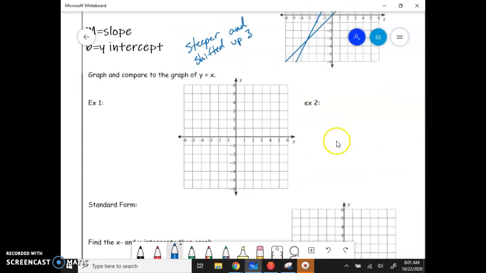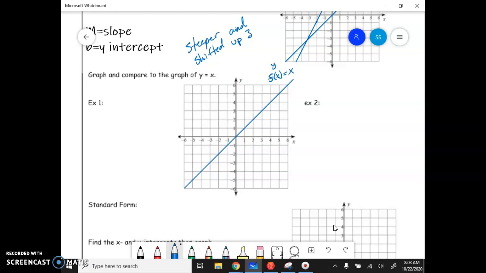So we're going to graph out a couple equations here, and then we'll compare it to the parent function. So I'm going to go ahead and first graph out the parent function. Okay, so here is my parent function up here, right? This is the f of x equaling x, or y is equal to x.